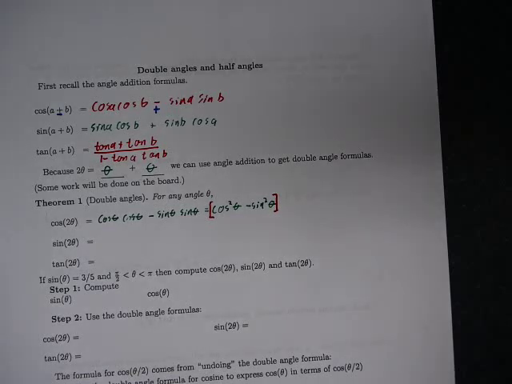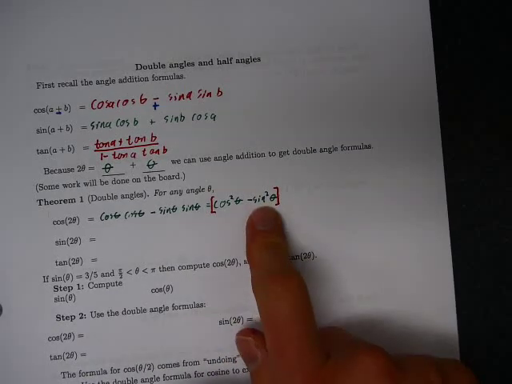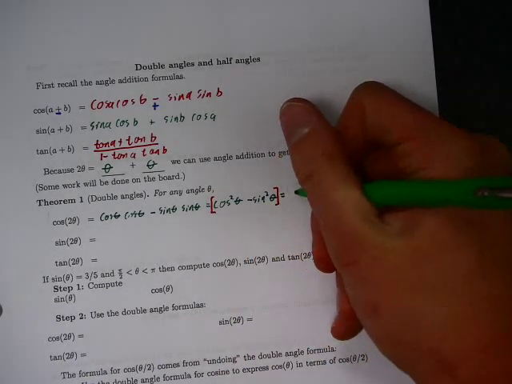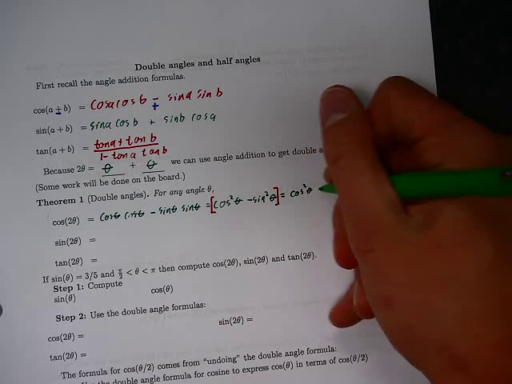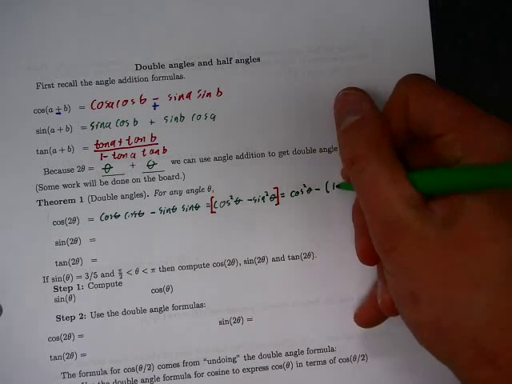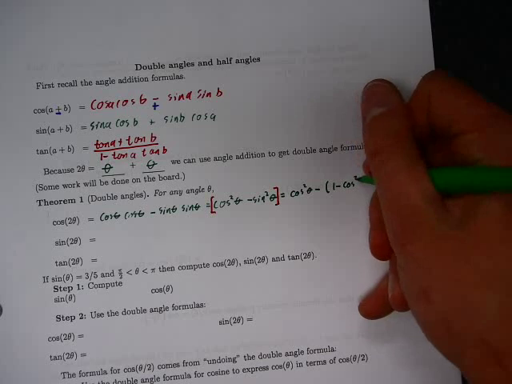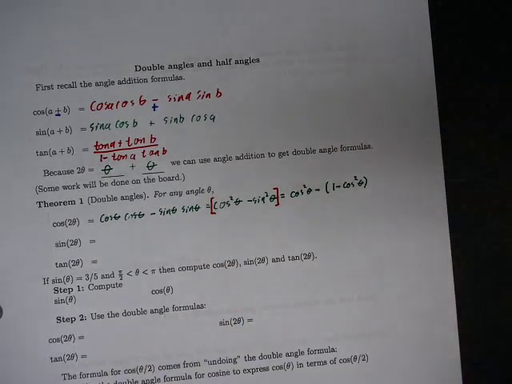What do you think? Could we rewrite that so that it only involves cosine? Yeah, because what is sine squared the same as? 1 minus cosine squared. So we could replace that sine squared with 1 minus cosine squared. So that's the same thing as cosine squared theta minus (1 minus cosine squared theta). And those parentheses are kind of important, right? You need to subtract all of what sine squared is.